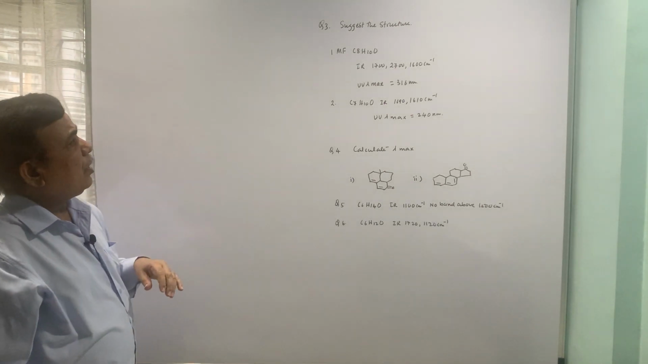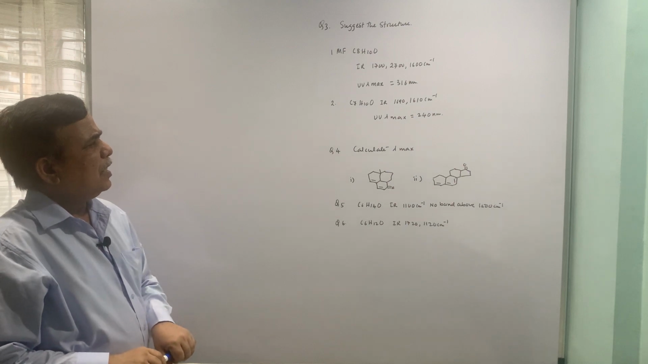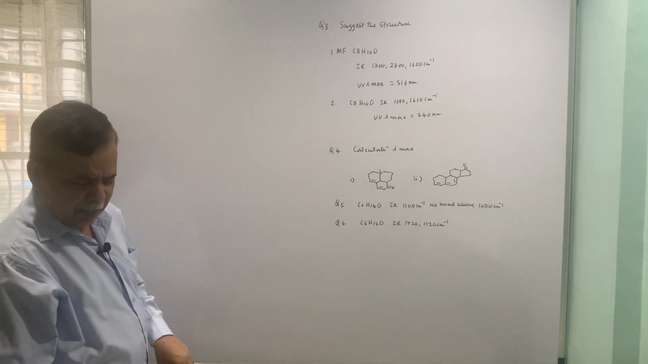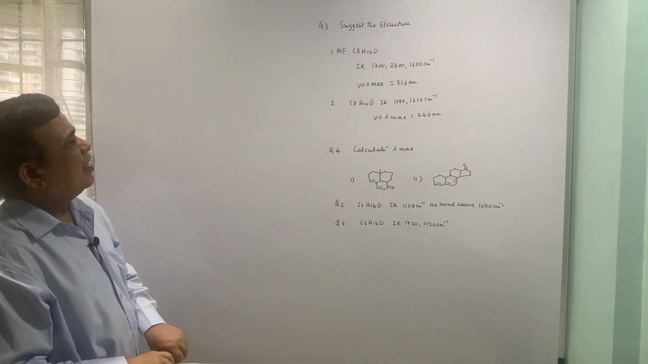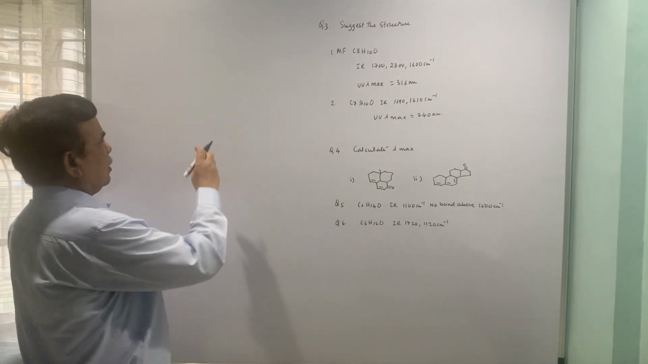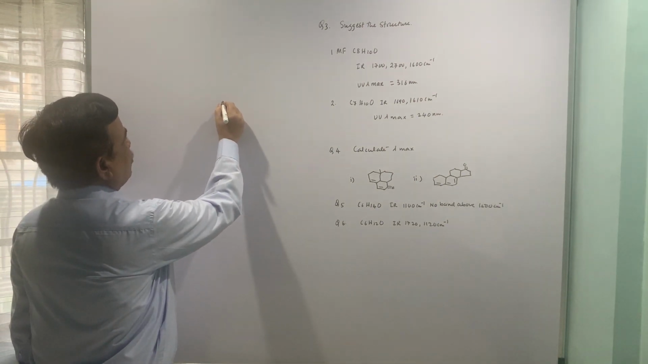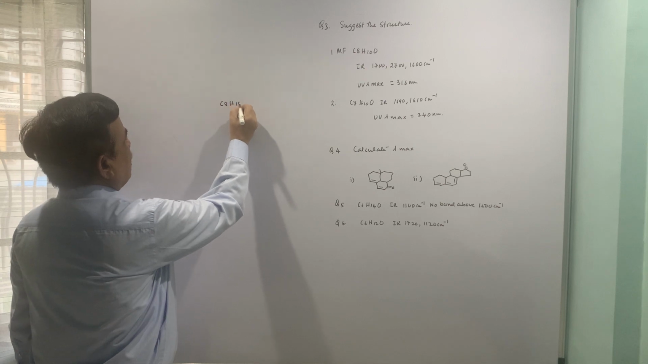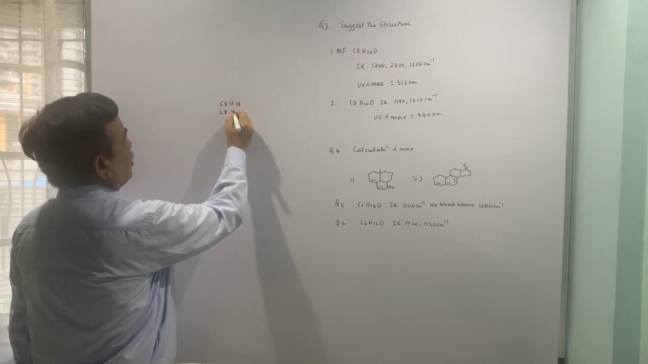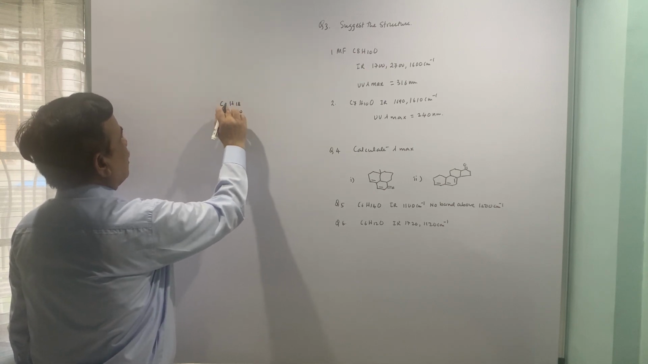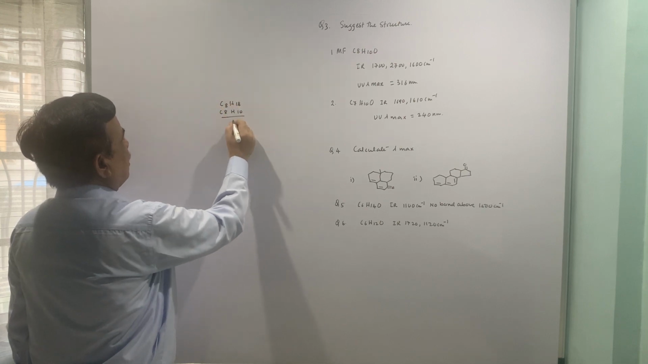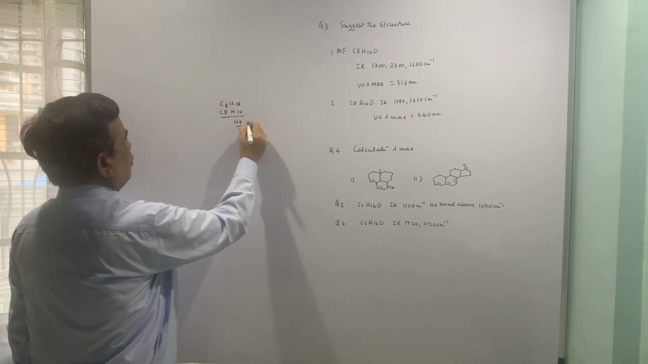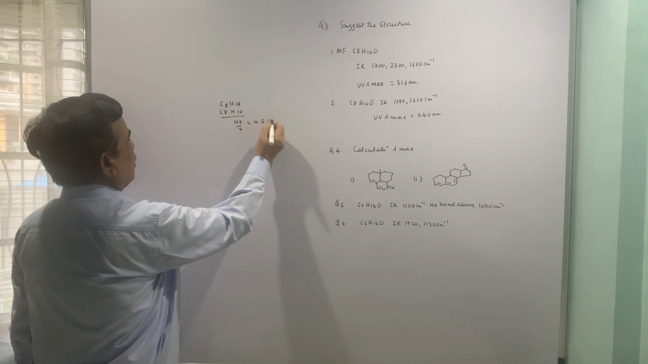Okay, now moving on to the third question, C8H10O. Now C8H10O, you have to find out the sites of unsaturation. C8H18, C8H10, 8 by 2, that is 4 sites of unsaturation.